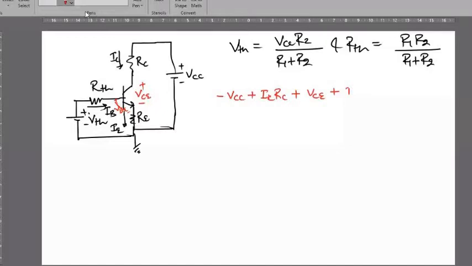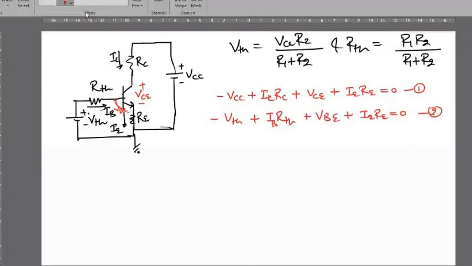And again, you can find the second equation by applying KVL at the input loop: minus VTH plus IB RTH plus VBE plus IE RE equals 0. This is equation number 2. Is there any problem? No, sir.